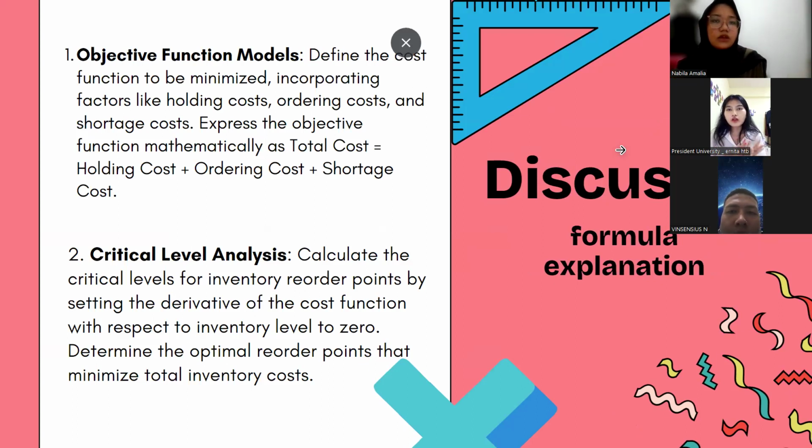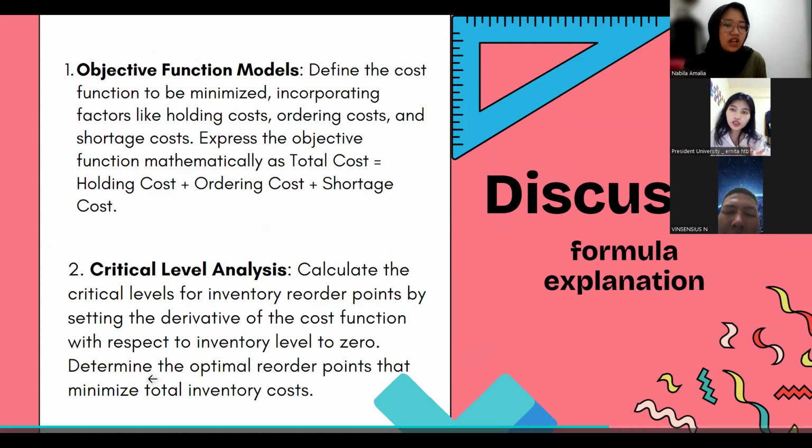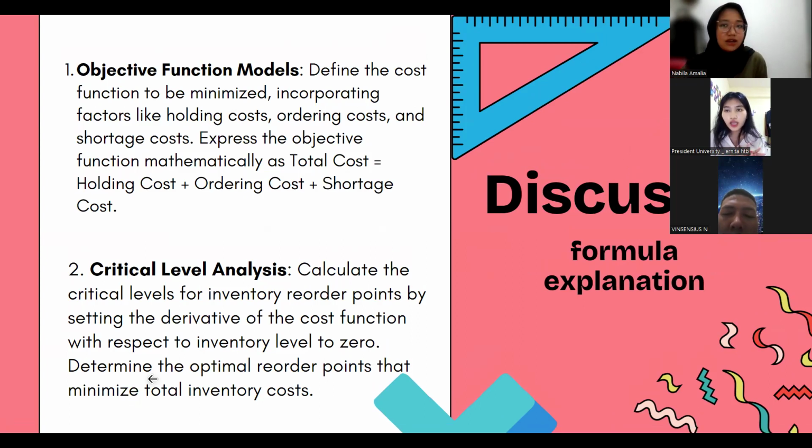First for the discussion is the objective function model. Define the cost function to be minimized, incorporating factors like holding cost, ordering cost, and shortage cost. Express the objective function mathematically as total cost equals holding cost plus ordering cost plus shortage cost.